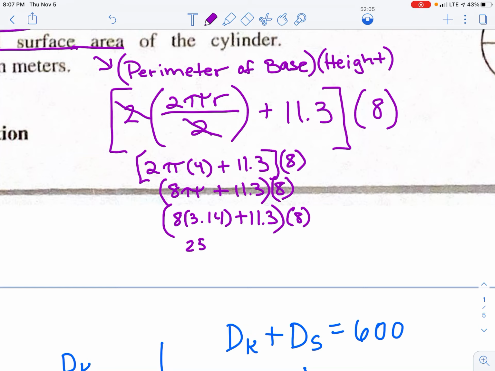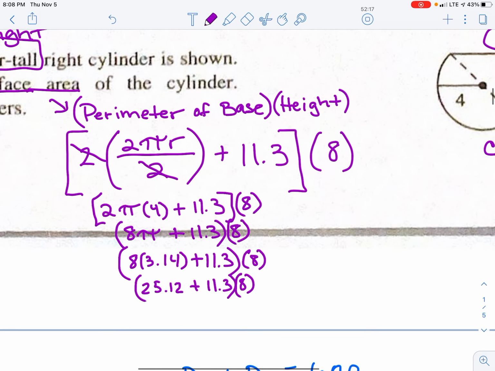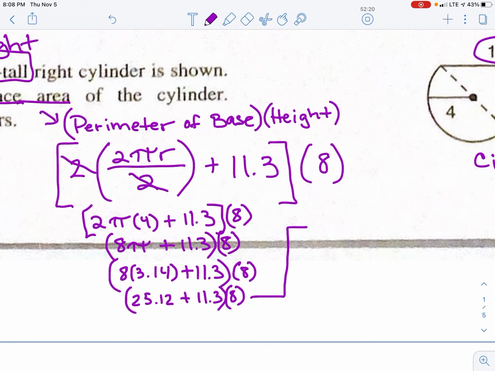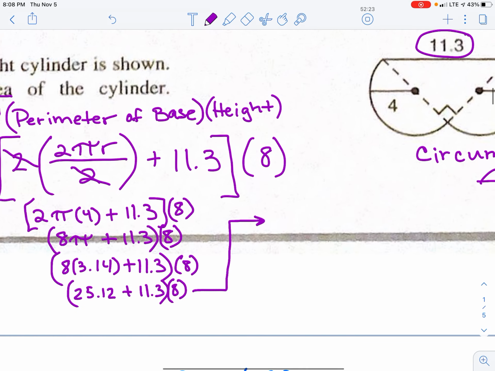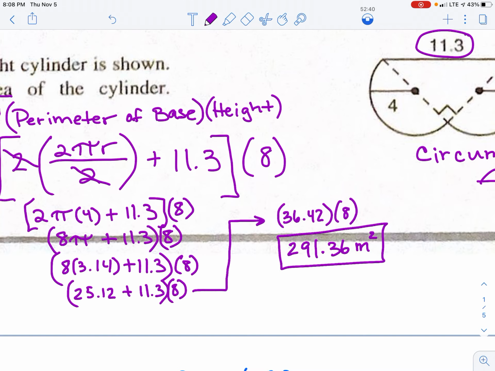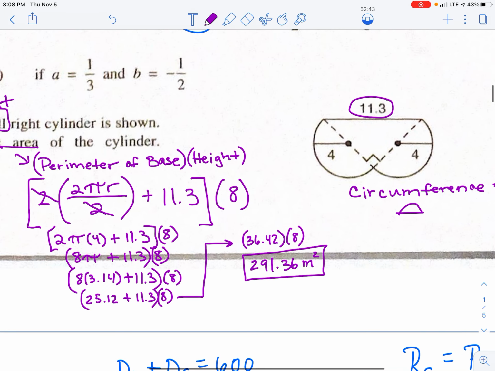8 times 3.14, if you put that in your calculator, you should get 25.12. We're going to add that to 11.3. Again, this is all going to be multiplied by 8. I'm going to carry the 8 right along with me because I don't want to lose sight of it. 25.12 plus 11.3 is 36.42. Multiplied with the height of 8. In your calculator, you should get 291.36 meters squared. That, my friends, is the lateral surface of that interesting shaped cylinder.